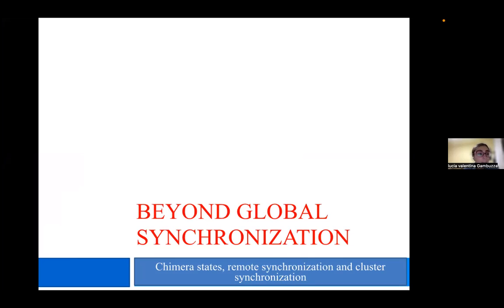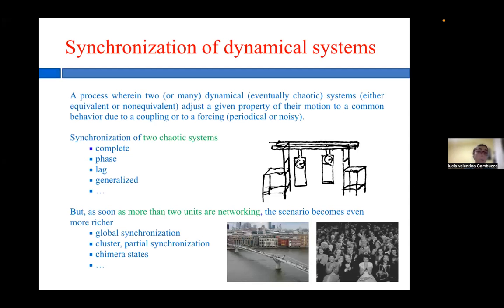In the previous week, you have seen, thanks to the talk of Mattia, the way in which two or more units adjust a given property to reach a common behavior, a synchronization. And you have seen a way to determine when two or more units in a network can achieve synchronization. In my lecture today, I will go beyond global synchronization, so I will show you something more.